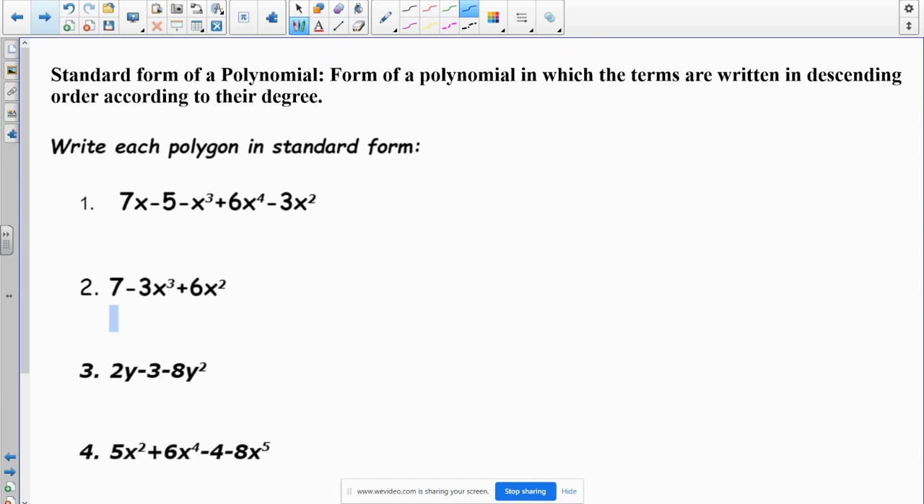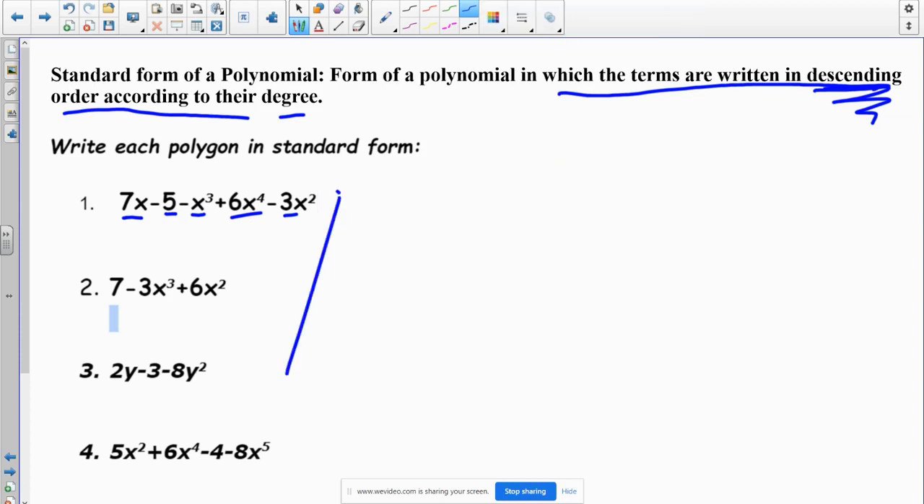Okay, the last thing we're going to look at is the standard form of polynomials. Standard form is the form of a polynomial in which the terms are written in decreasing order according to their degree. So you're going to put the highest degree monomial first, and then the next and next until you get down to the smallest degree. So here's some examples. We're going to look at the terms. We've got 5 terms. The highest degree here is this term right here. So that's what we're going to write first.